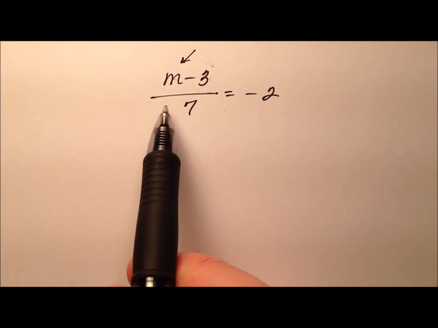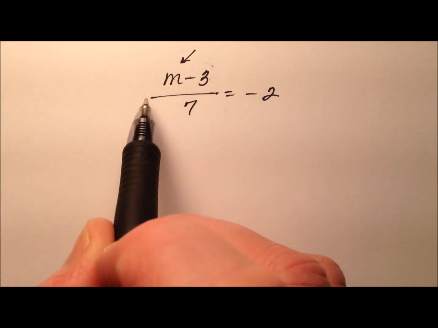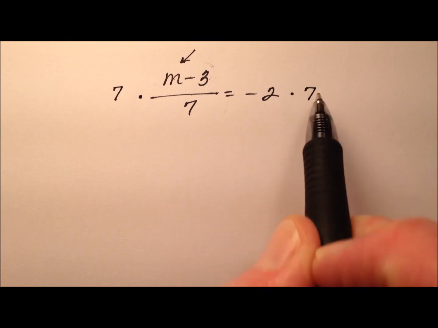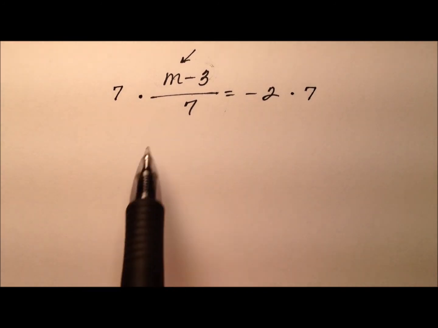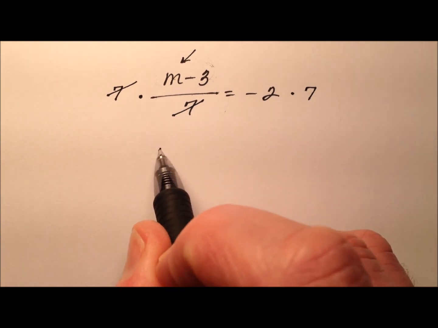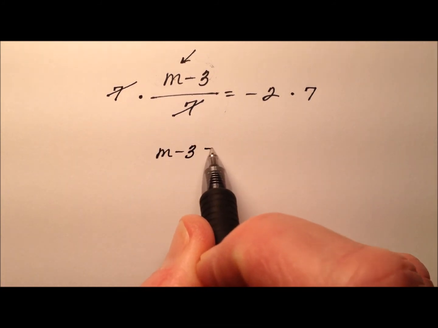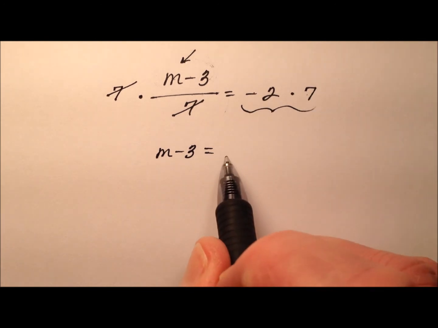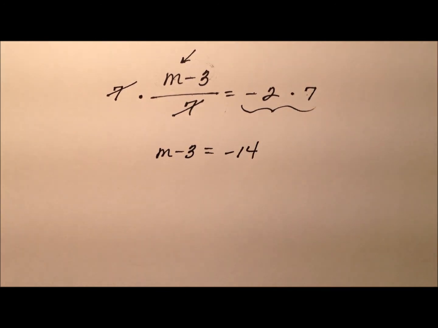So since the m minus 3 is being divided by 7, let's go ahead and do the opposite of division, and let's multiply both sides by 7. Well, on the left side, that's really nice because these 7's cancel, and I am left with just m minus 3. And on the right side then, negative 2 times 7, that'll be a negative 14.